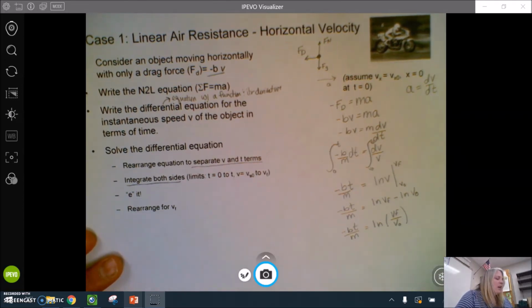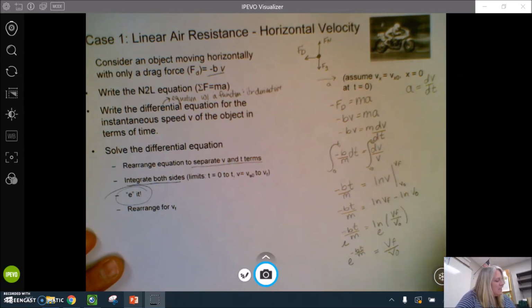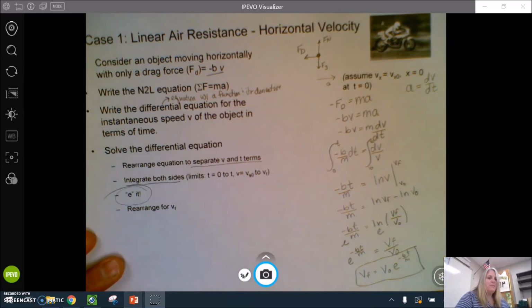Boom, natural log property. Okay, we're not done because we're gonna get rid of that natural log by e-ing it. So we're gonna put a little e under both sides here. And when we do that, on this side we get that exponential function of bt over m, and that's equal to v final over v initial. And now we just got to solve for v final by moving over the V0, and we get that v final is equal to V0 times e raised to the power of negative bt over m. So it shows that the velocity is an exponential function.